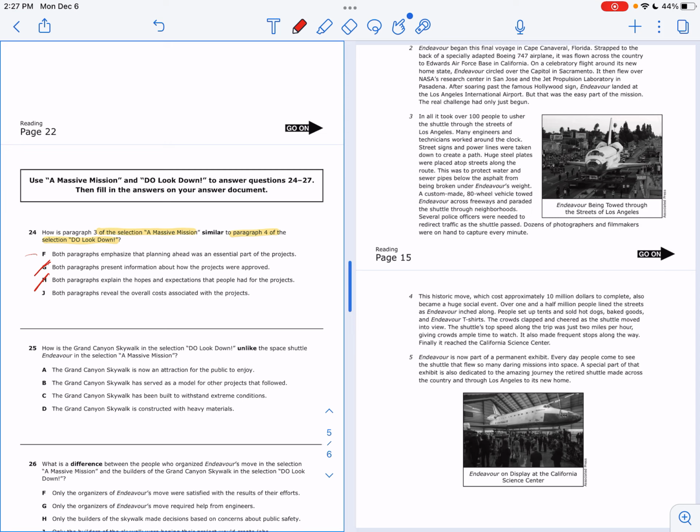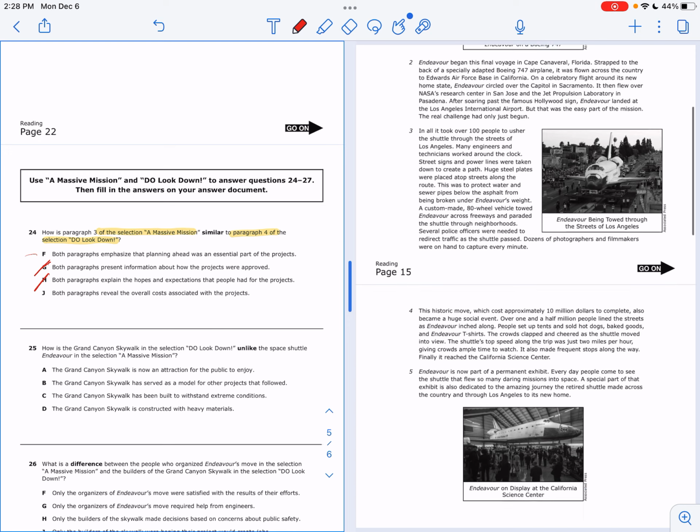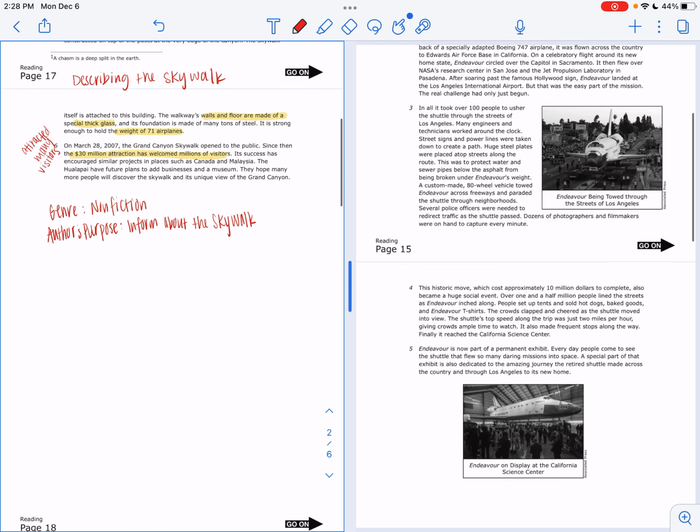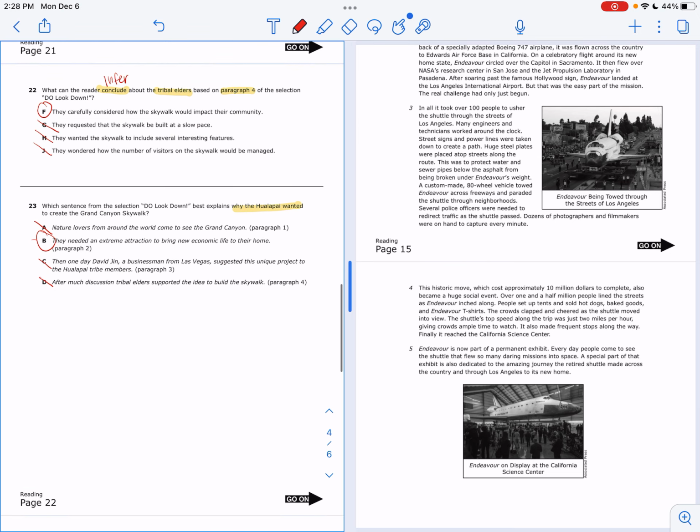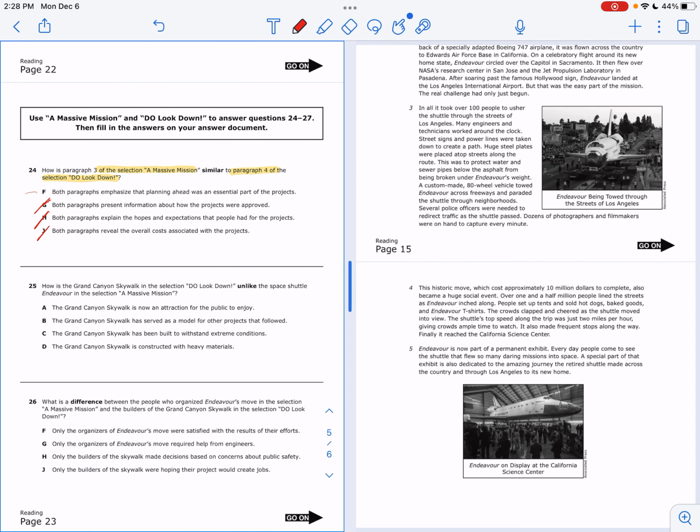Or J, both paragraphs reveal the overall cost associated with the projects. So it did talk about the overall cost. On a massive mission in paragraph 4, it talked about how it was $10 million. And then in this one, it talked about how it was $30 million, but that was in paragraph 6. So that can't be correct. So best possible answer is going to be F. Okay.